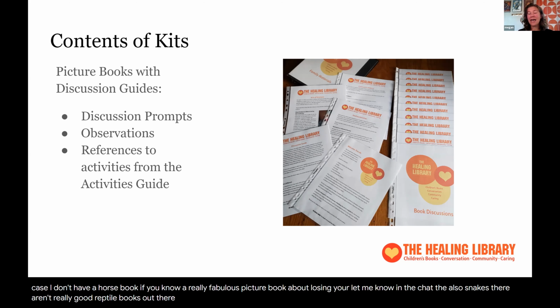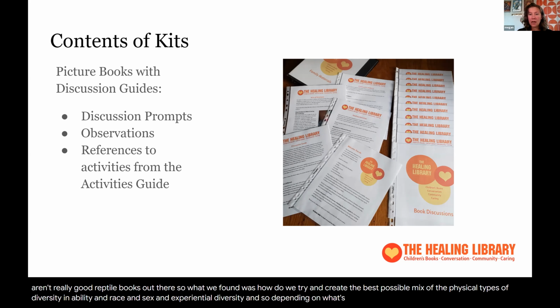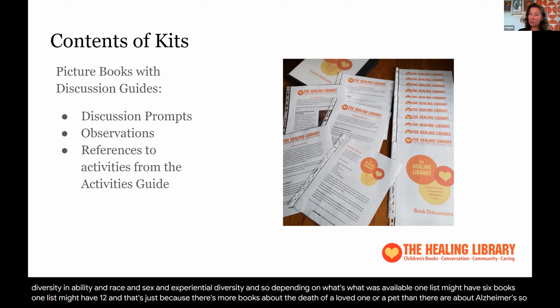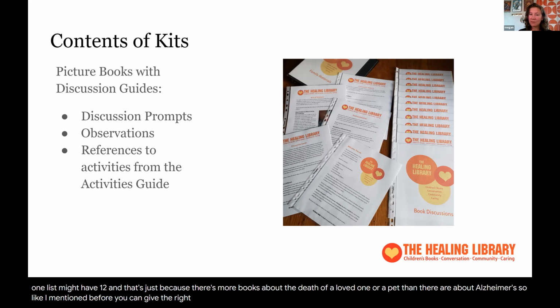So what we found was, how do we try and create the best possible mix of the physical types of diversity in ability and race and sex, and the experiential diversity? And so depending on what was available, one list might have 6 books, one list might have 12. And that's just because there's more books about the death of a loved one or a pet than there are about Alzheimer's. So like I mentioned before, you can give the right book to the right person, but that doesn't mean that they'll understand how to engage with it.